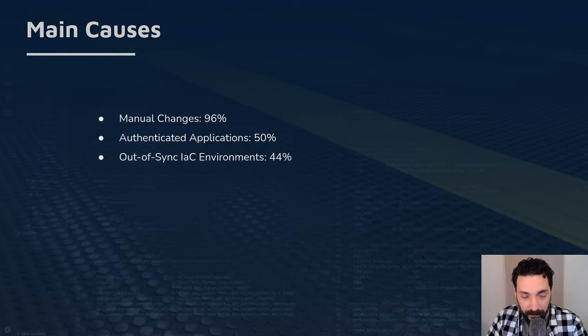And authenticated applications for half of the respondents. Basically what they mean is microservices that are supposed to only read something somewhere or write buckets here, and then it goes wrong because of a bug or something. And the third and final main cause of drift is out of sync environments.